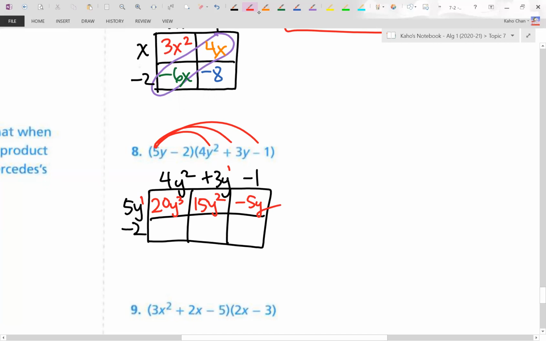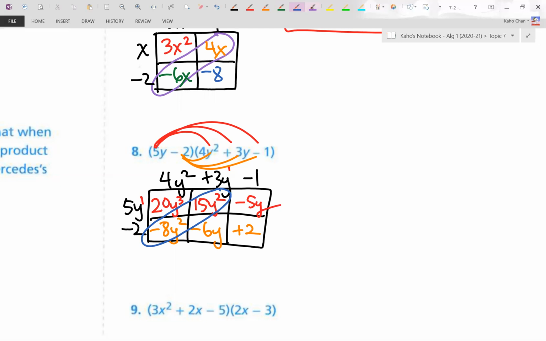Great. Second row. Multiply those two together and hope for the best. Watch out for the last one. Negative times a negative is a positive 2. Okay, looks like we can combine some of those. Nice. There's one pair that can be combined together. Negative 8 plus 15. And we have another pair as well.